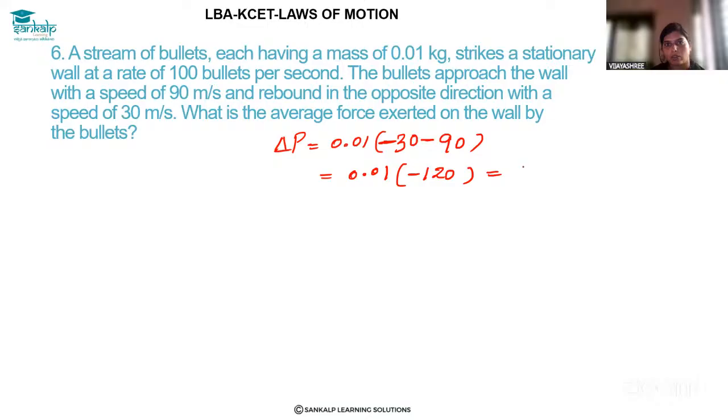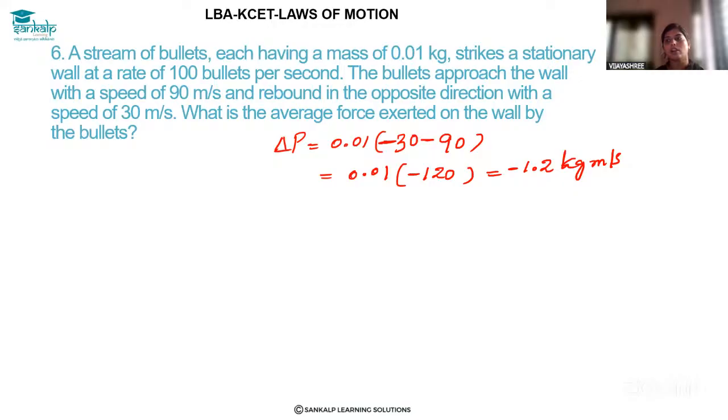So it is 1.2 with a negative sign, delta P. What is the unit of momentum? It is kg meter per second. So this is the change in momentum. What is the negative sign indicating? It indicates the bullet's momentum changes opposite to the initial direction of motion.